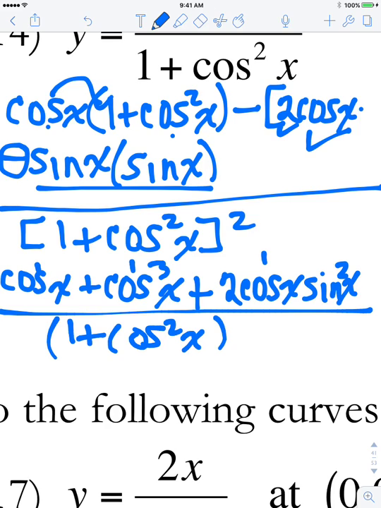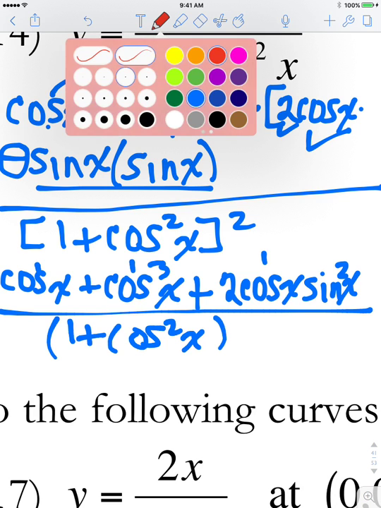Okay, let's do number 15. This is going to be maybe the last one. Let me change colors, red.